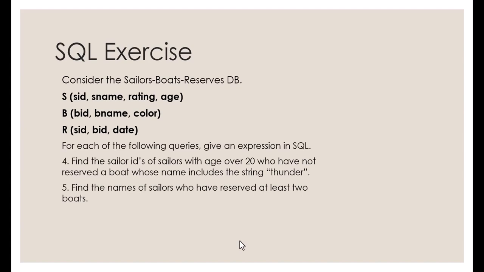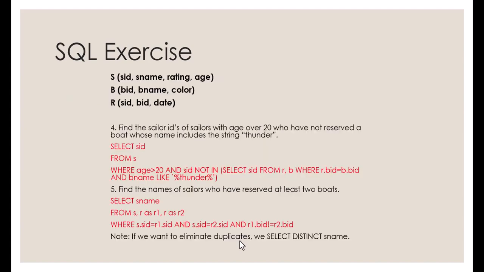Okay, let's take a look at number 4. Here I have select SID from S, where the age of the sailor is over 20, and their SID, the sailor ID, is not in the subquery, where select SID from R, B, the reservation and the boat, where the boat IDs are equal to each other, and then the boat name is like. So this contains thunder, so you could have something before or after or not, but it contains the string thunder.